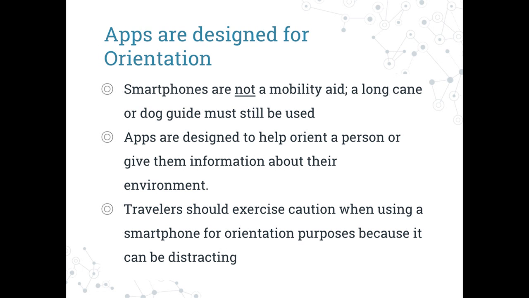Smartphones are not a mobility aid. Maybe eventually in the future they will be, but at this point, a long cane or dog guide must still be used. What I mean by that is apps are not designed to detect curbs or stairs, or to alert people to any obstacles in their path. That task must still be completed by using a long cane or guide dog. The apps, however, are designed to help orient a person or give them information about their environment. And I always emphasize with my clients, and I think that any traveler should exercise caution. This actually goes for sighted or non-sighted people when using a smartphone, because it can be distracting.